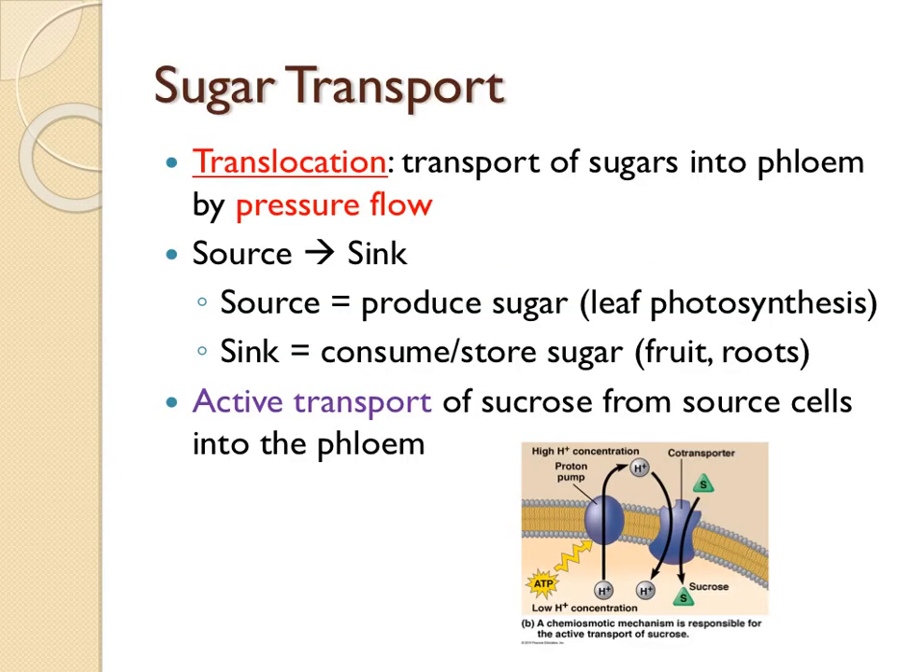Sugars are transported by the phloem through other parts of the plant through the process of translocation. Sugars are made in the leaves through the process of photosynthesis, and that is called the sugar source. The sugar sinks within a plant are places where sugar is utilized, such as growing parts of the plant. Sugar is also sent to fruits. And then if the plant doesn't need the extra sugar, it gets stored in the roots. And the phloem cells are actually alive because they're involved in the active transport of sugar from the source cells into the phloem.